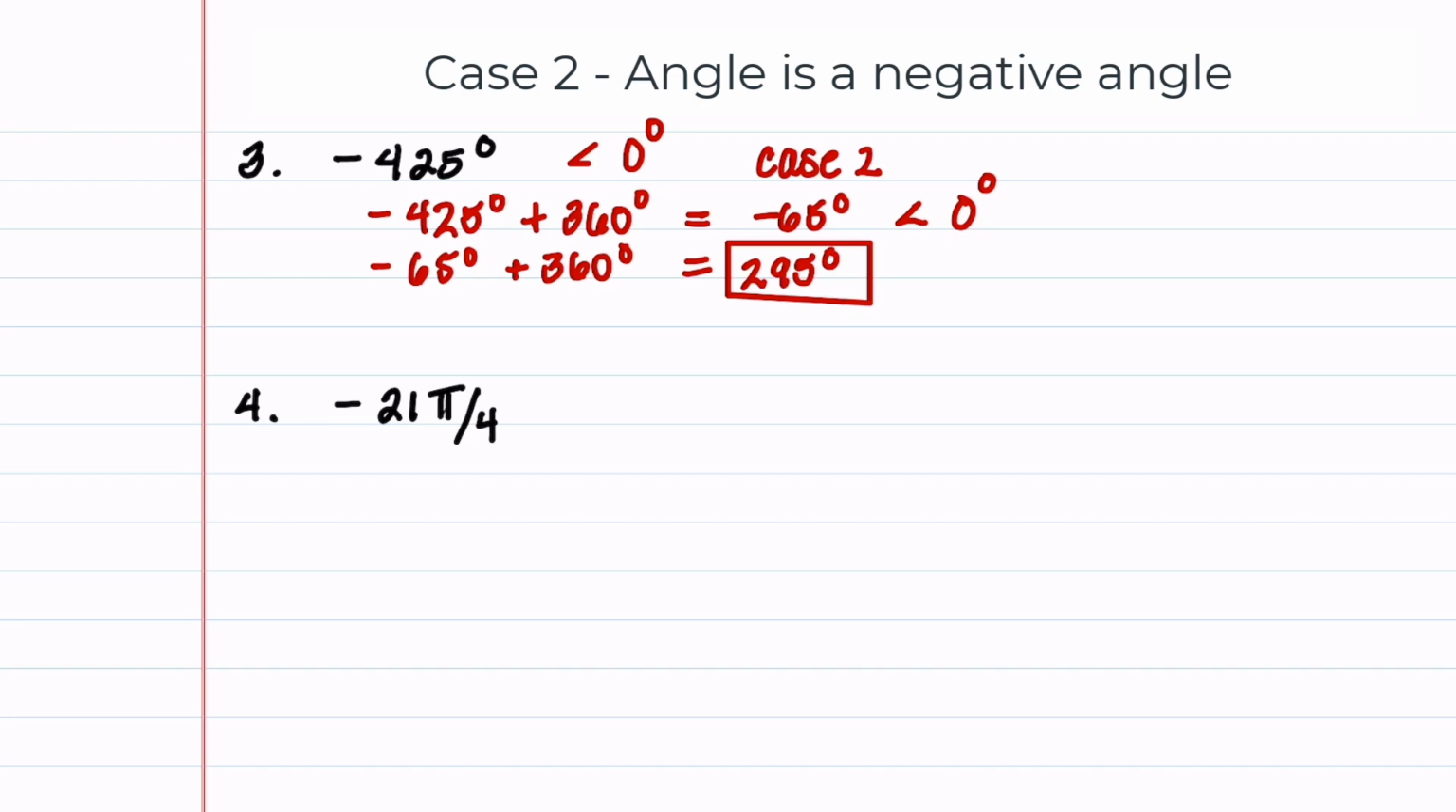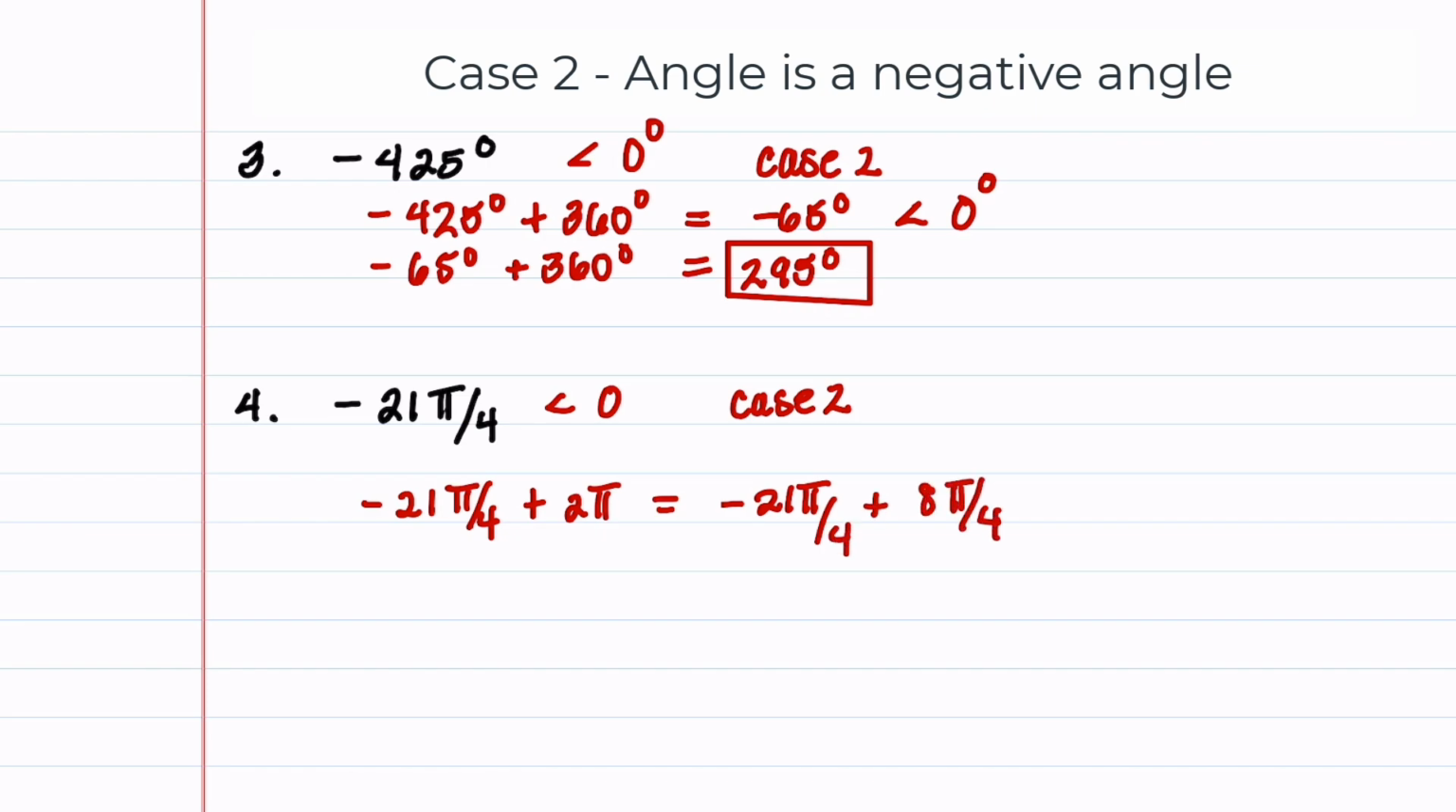In our last example, we start by noting that it's less than 0. So again, falls under case 2. Because it's in radians, we're going to add 2 pi. So we have minus 21 pi over 4. We're going to add 2 pi. So this is minus 21 pi over 4 plus 8 pi over 4. Had to think about that for a minute. So this becomes minus 13 pi over 4, which is still less than 0.